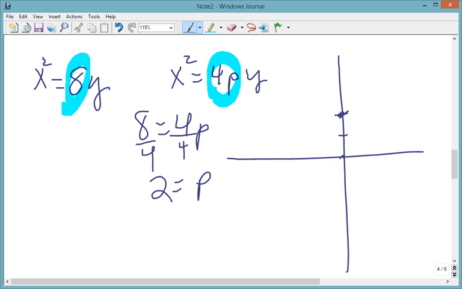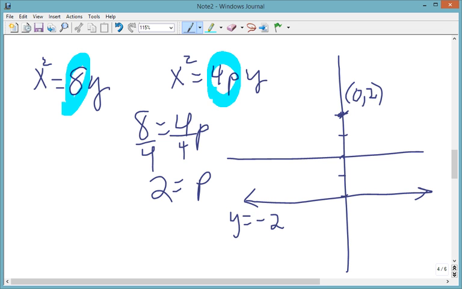My focus is inside the parabola. My directrix is outside the parabola. So there's my directrix. The directrix is the line y equals -2. The focus is the point (0, 2). Okay? My focal diameter is 8. So that means it's going to go 4 this way and 4 this way. And that's how I know how wide it is. And there's my parabola.